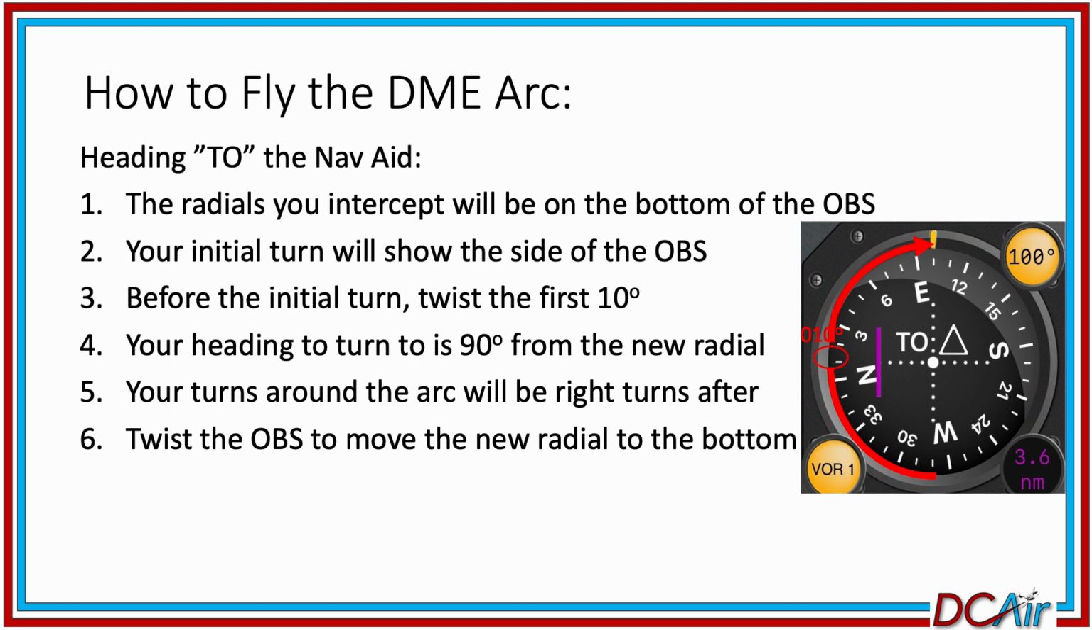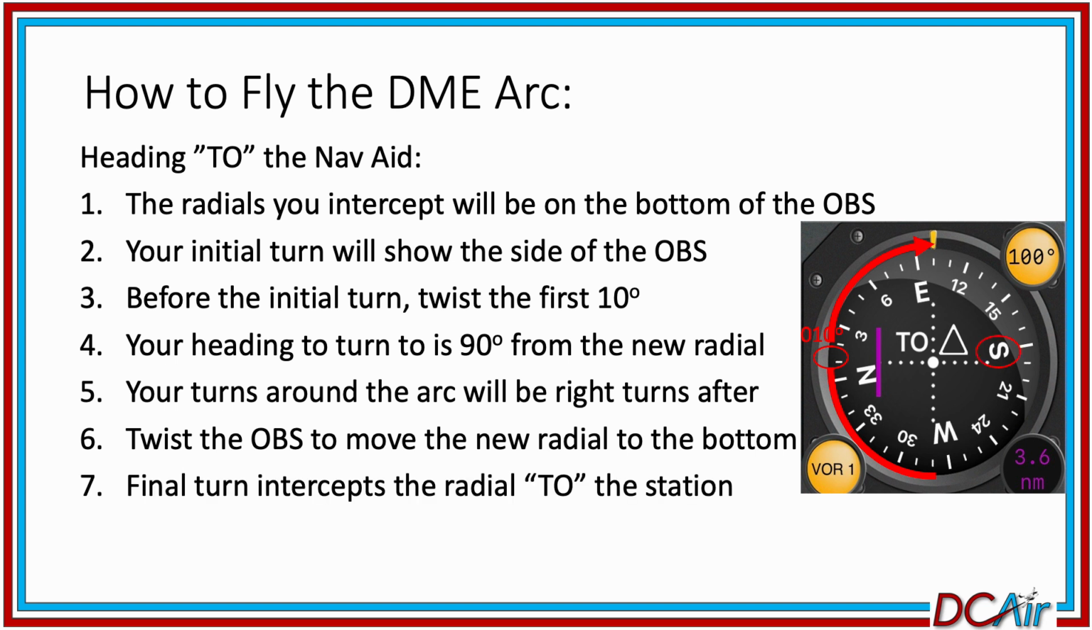As you travel around the arc, twist the OBS to move the new radial to the bottom of the OBS. For the final turn to intercept the inbound course, you will turn the OBS to the direction of the VOR on the final inbound course.